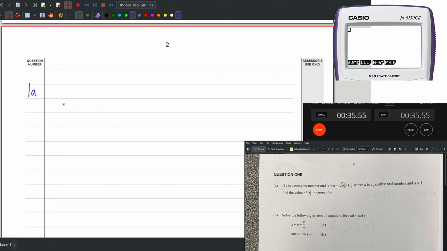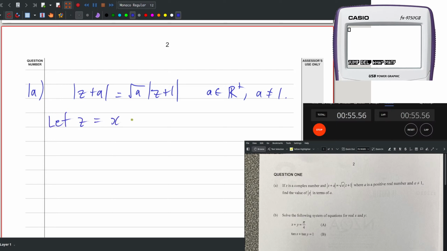Alright, so 1a. What is this? z plus a equals square root of a z plus 1, where a is a positive real number, a is not equal to 1. Find the value of z. I see. Okay, so this one you just bash, right? So let z equal x plus iy.